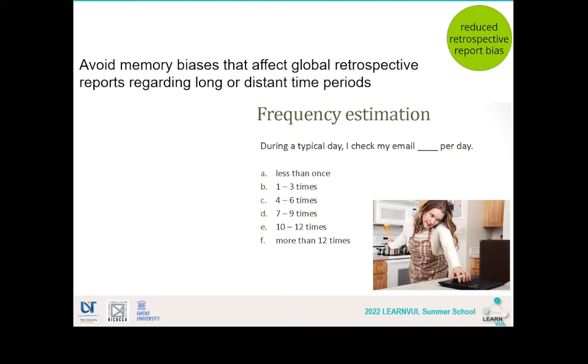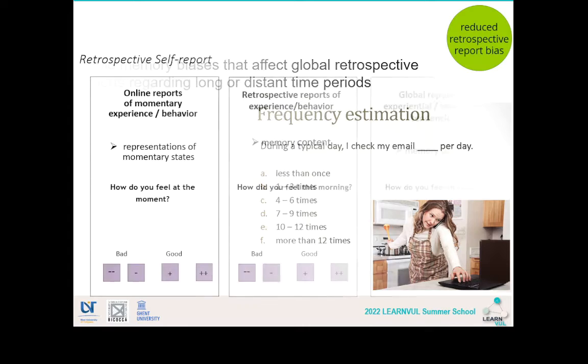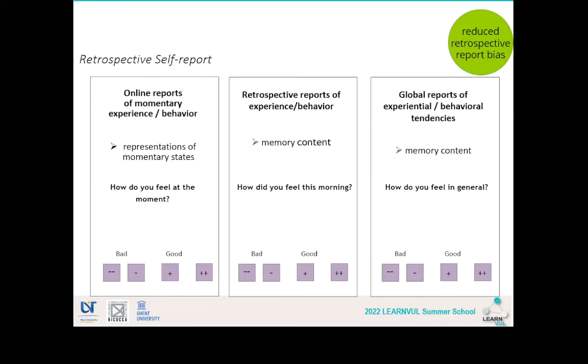This is because we don't really have an objective image of what we are doing. But if I'm asking you, for example, how do you feel at the moment? You will give me this information. How did you feel this morning? Already you have to think about this morning. And how do you feel in general? It's a different thing.